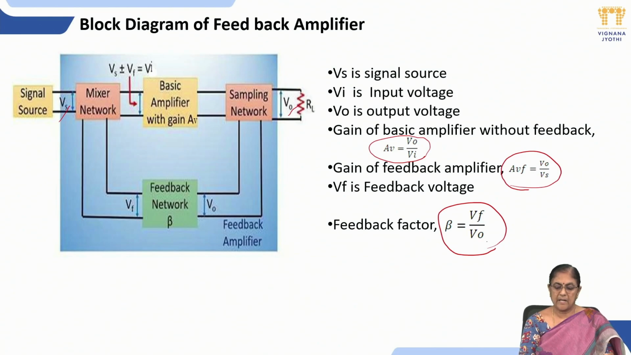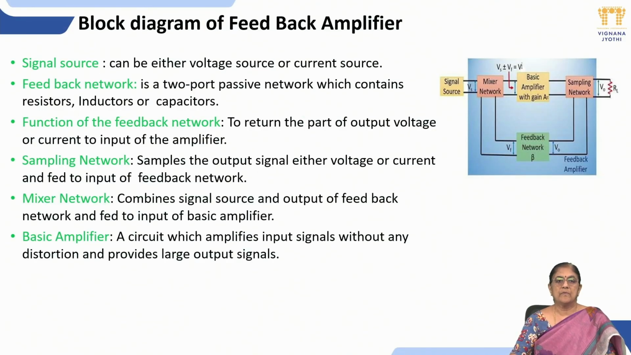So now we are clear about that. AV is the gain of the amplifier without feedback, that is V0 by Vi. The gain of the amplifier with feedback AVF is equal to V0 by Vs, and the gain of the feedback network, or feedback factor beta, is equal to Vf by V0. Next we will see the details of each block of the feedback amplifier.